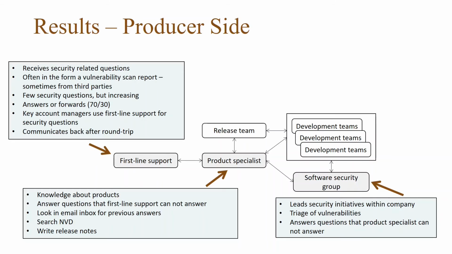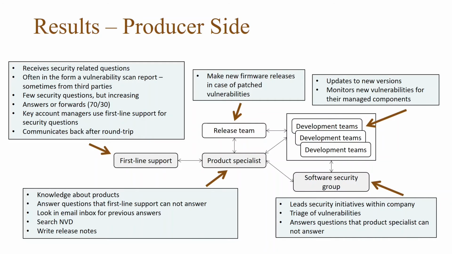They are doing triage of vulnerabilities, that is, trying to understand how the specific vulnerabilities affect their specific products. Sometimes they have to answer questions that the product specialist cannot answer. Finally, we have the release team and the development teams. The release team is responsible for making new firmware releases in case of a patched vulnerability, while the development teams are the ones that are updating the open source dependencies to new versions. They also have the responsibility to monitor new vulnerabilities for their own managed components.